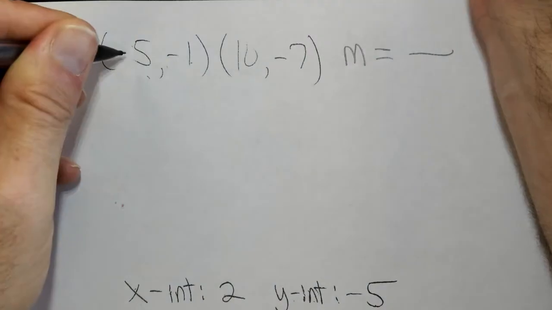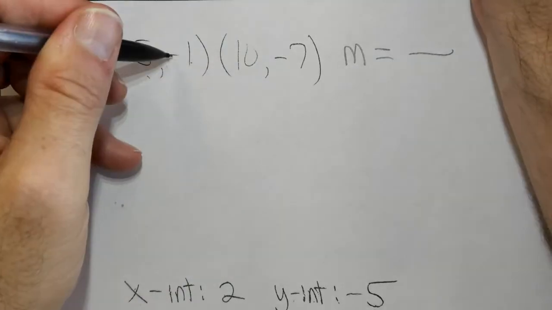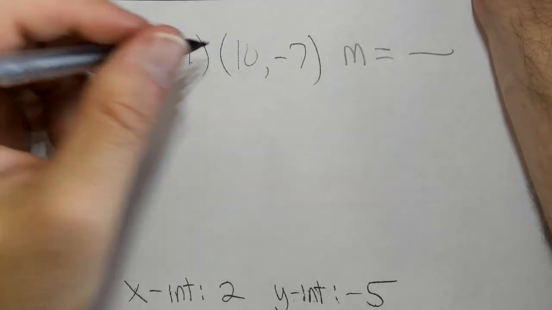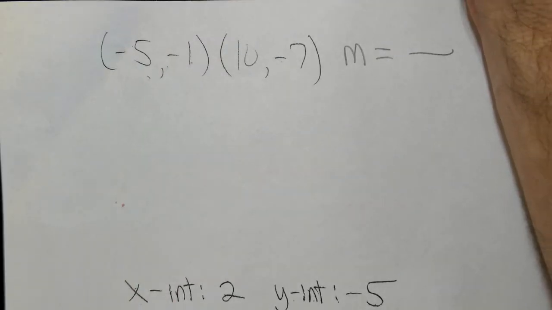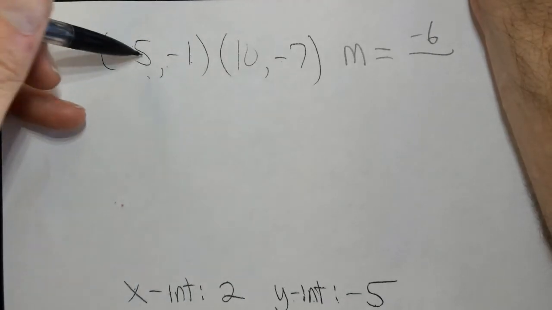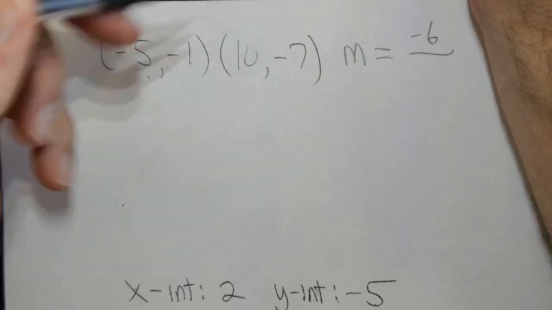And so I've got the change in y on top. So y goes from -1 to -7. That's actually going down by 6. So -6 is my top number in the slope. My change in x goes from -5 to 10. That's going up by 15.